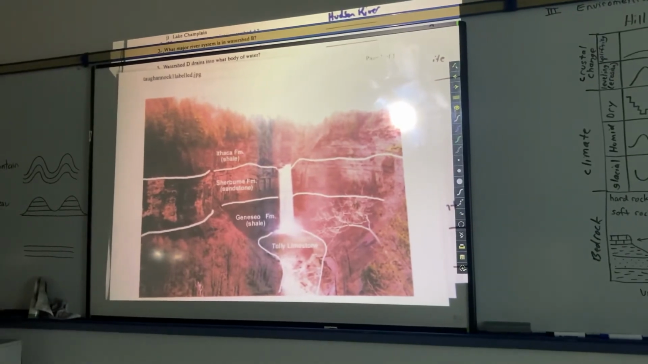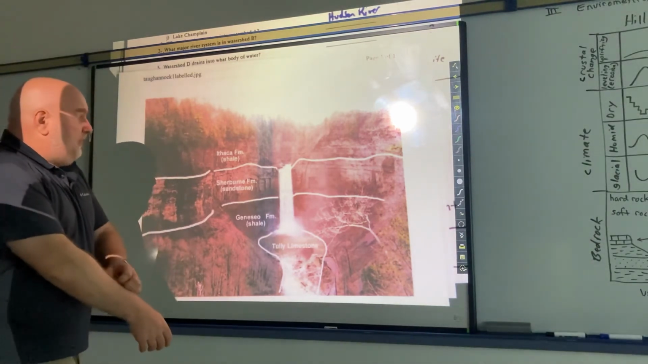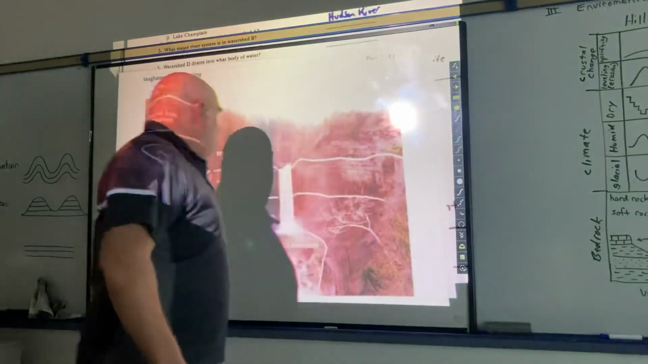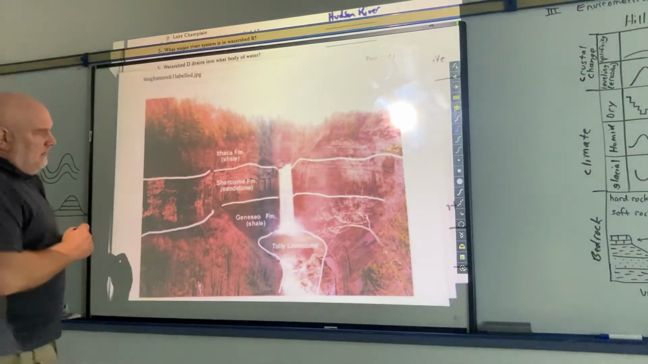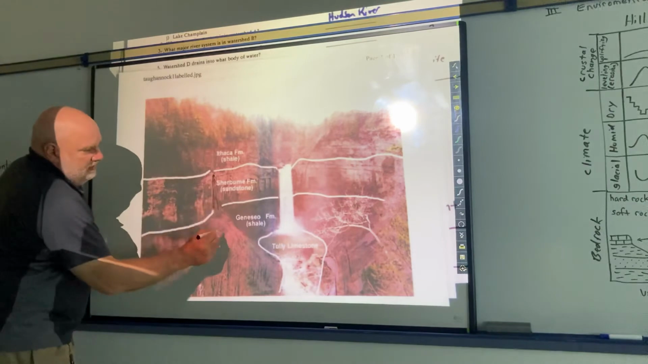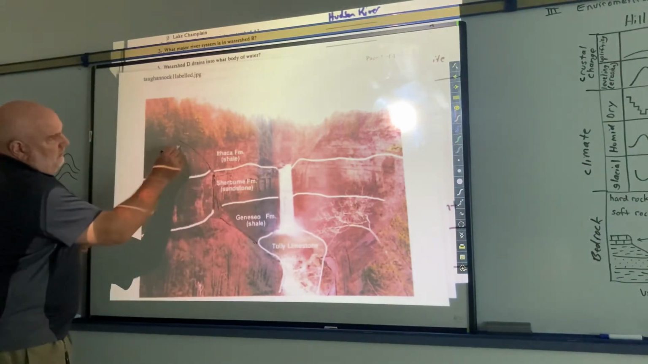All right, so this is the waterfalls at Taughannock Falls State Park near Ithaca. And what you should see here are a few things. One, the shape of the land. Here it's pretty much straight up and down. Here it's more of a gentle slope. And then here it's more of a gentle slope.